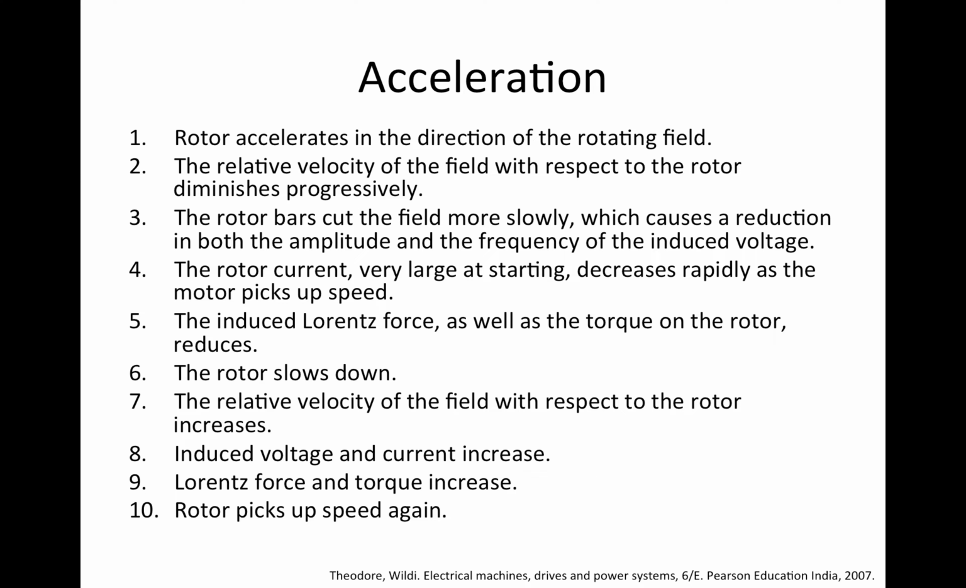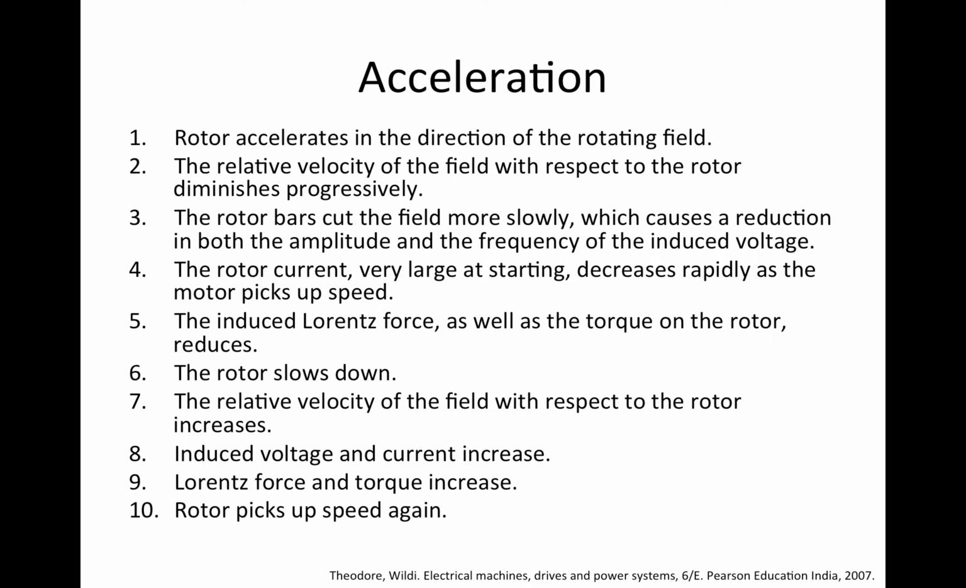If the relative speed decreases, the rotor bars are going to cut the magnetic flux more slowly, right? Because the relative speed has reduced. So the induced voltage is going to reduce, right? So as the induced voltage reduces, the current, and then the induced Lorentz force, and then the torque on the rotor all reduce, right? And the rotor starts to slow down, right? Because the torque has reduced, right?